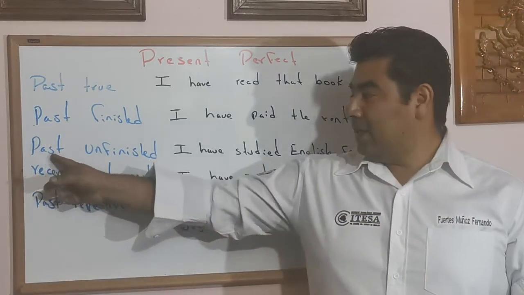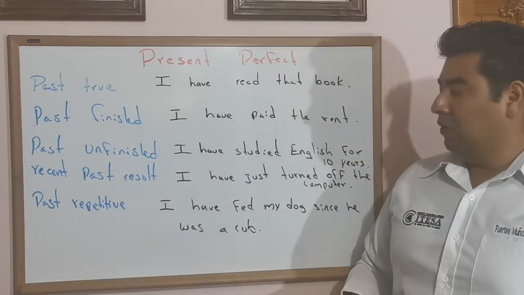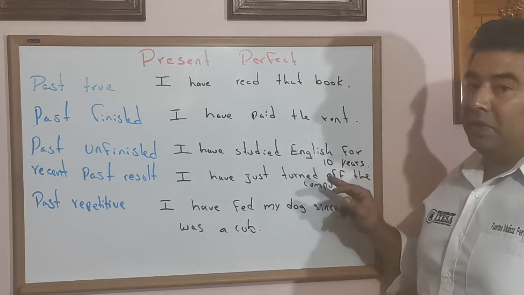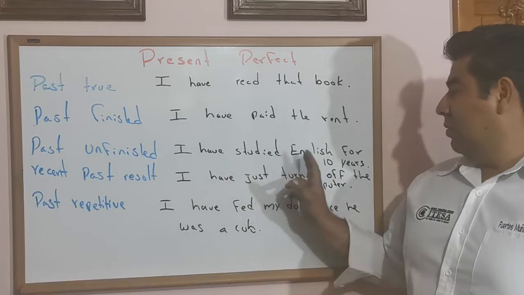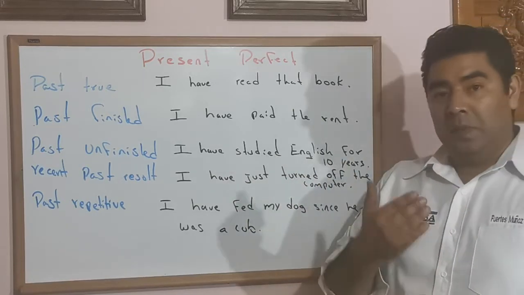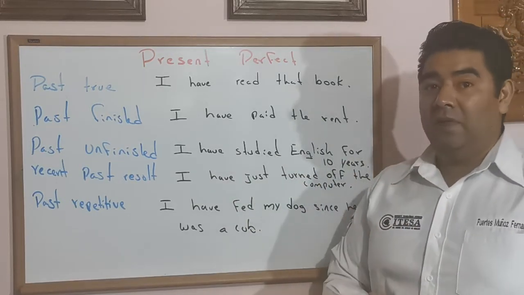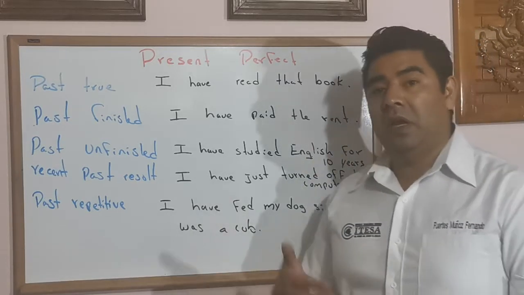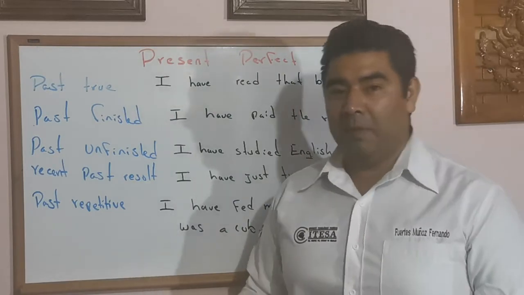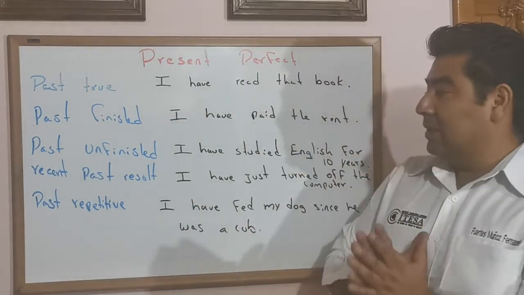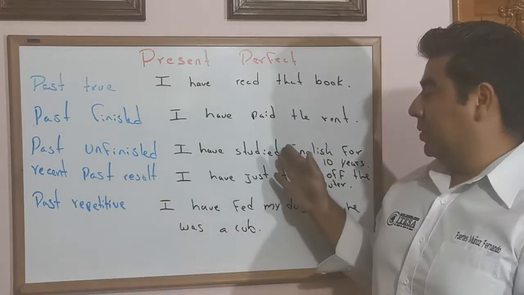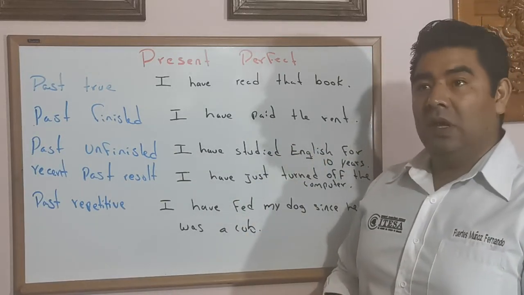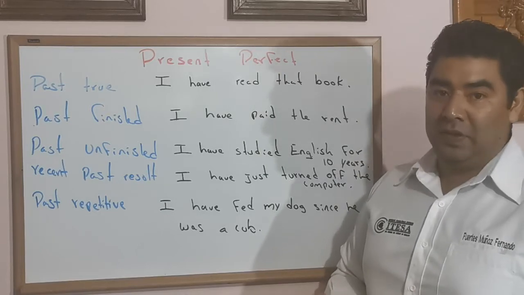Then we have past unfinished situations or events. Example, I have studied English for 10 years. Yo he estudiado inglés por 10 años. That means that you haven't finished, that you are still learning English. Okay, you will never stop. Okay, that's the function of the present perfect in this sentence. It is not finished. It is not complete the action.